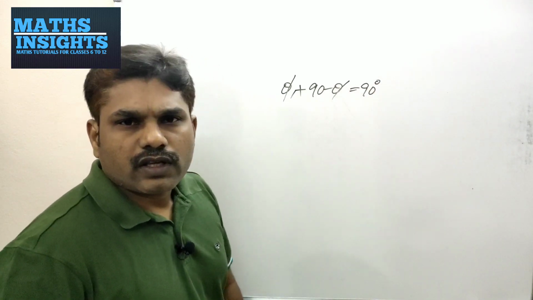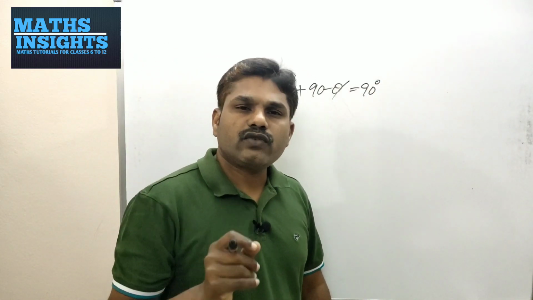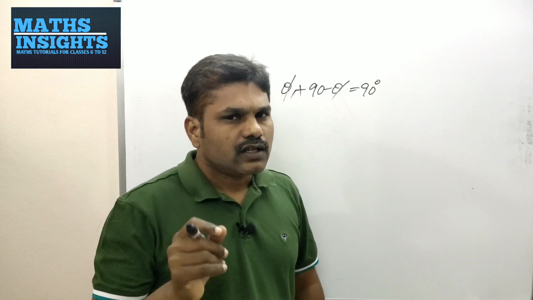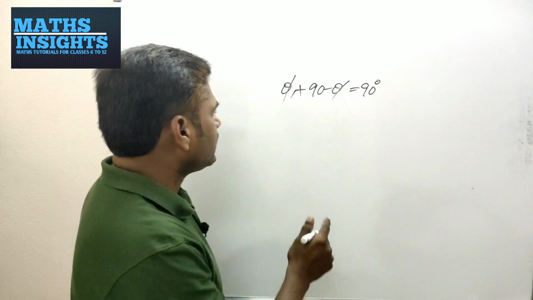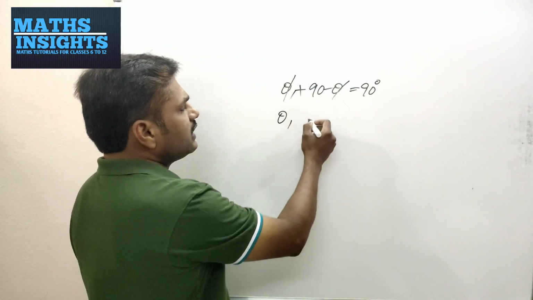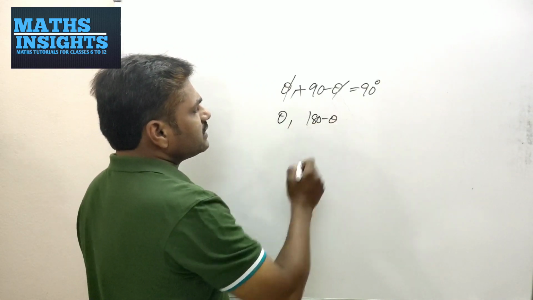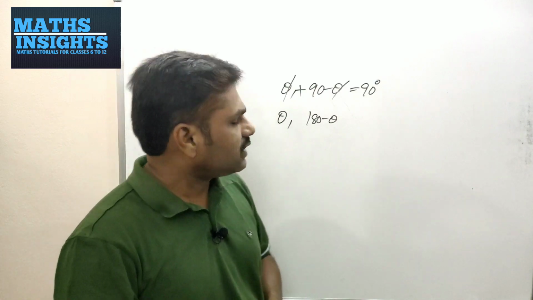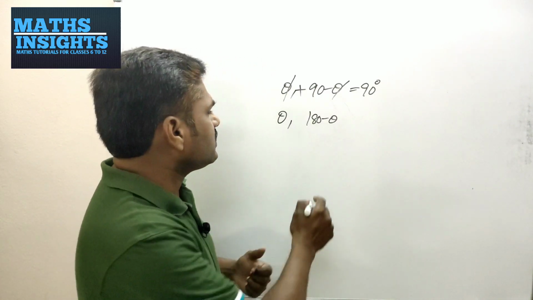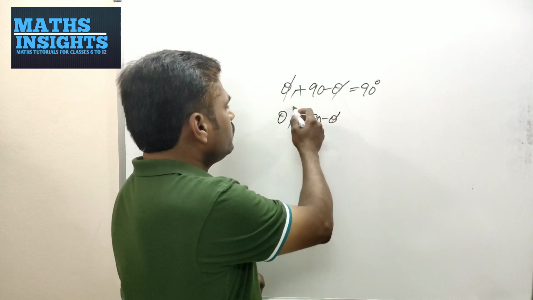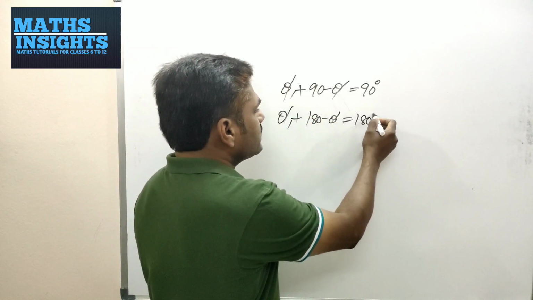And also if the sum of any two angles is 180 degrees, those are said to be supplementary angles. If you take theta as one angle, then 180 minus theta will become the other angle which is supplementary to this angle. Why? Because when I add these two, you will get 180 degrees.